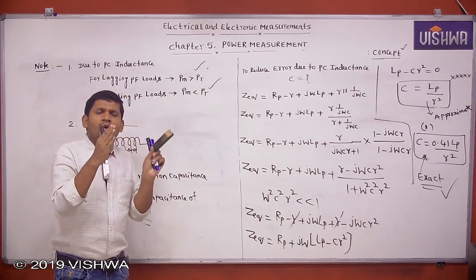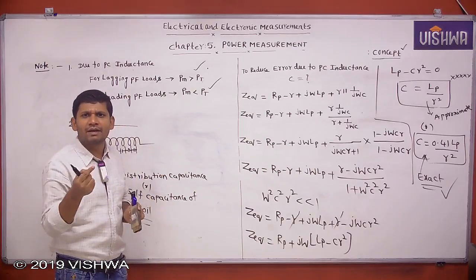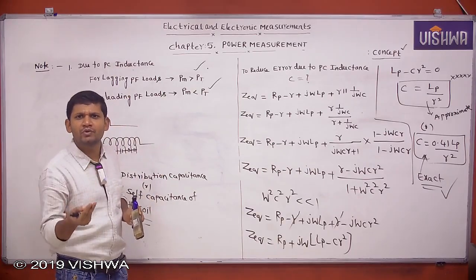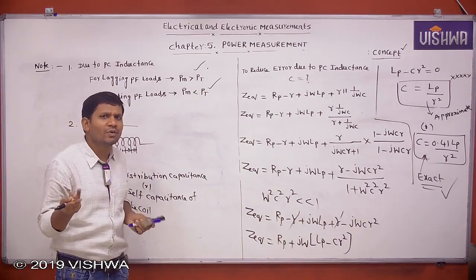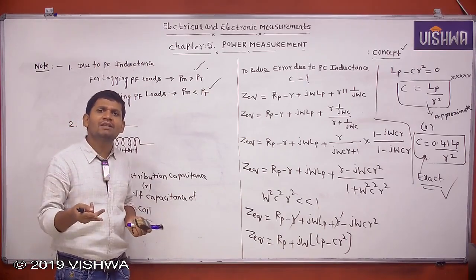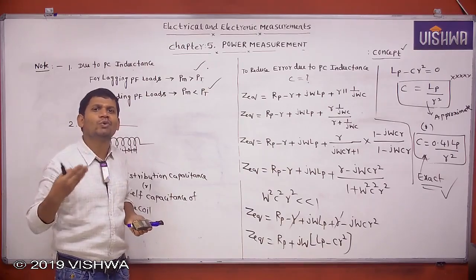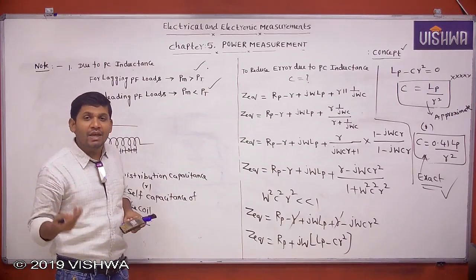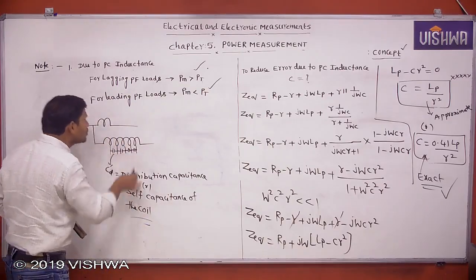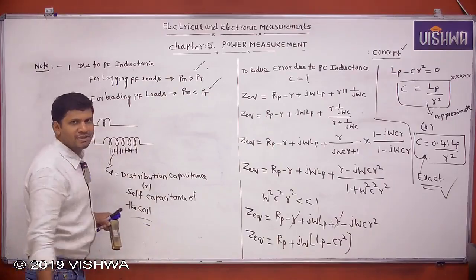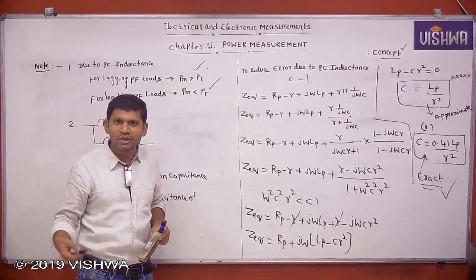It's just like each turn acts as one conductor. Two conductors separated by one insulating material act as one capacitor. That capacitance is nothing but the self capacitance or distribution capacitance of the coil. That's why every inductive coil will offer capacitance. Because of this capacitance also, some error is introduced in the measurement of power using a wattmeter.